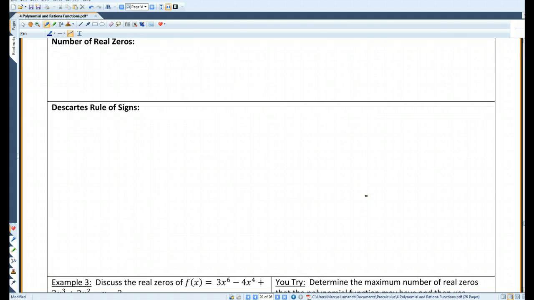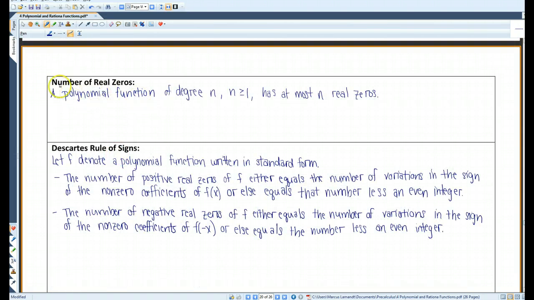Alright, number of real zeros and Descartes' rule of signs. A polynomial function of degree n, where n is greater than or equal to 1, has at most n real zeros. So for example, if you have x to the 4th power plus x cubed plus whatever, the highest number of real zeros it can have is 4. Whatever the degree of the polynomial function you're dealing with, that is the most real zeros it can possibly have. It might have less, but that's the most it can have.